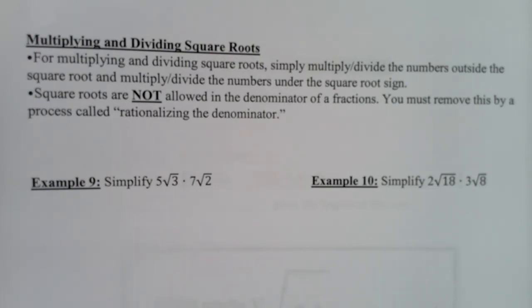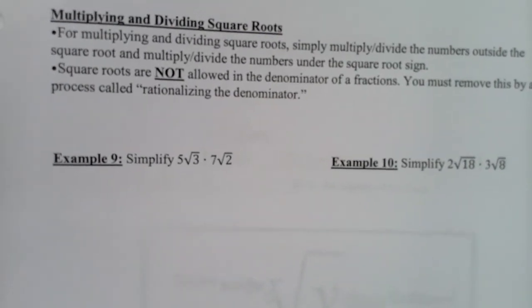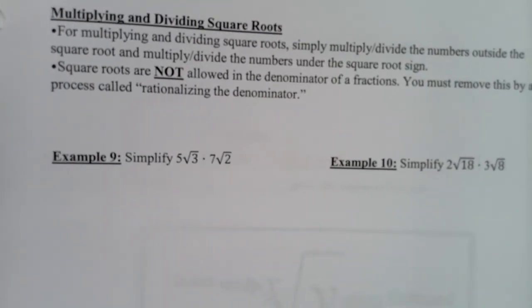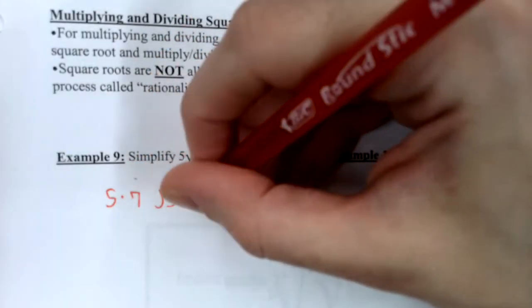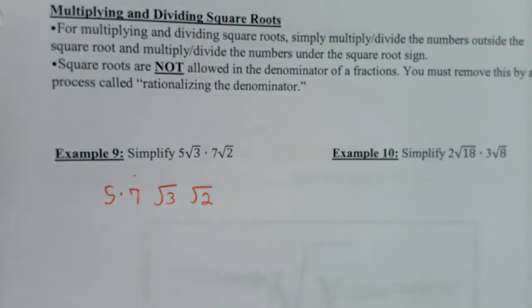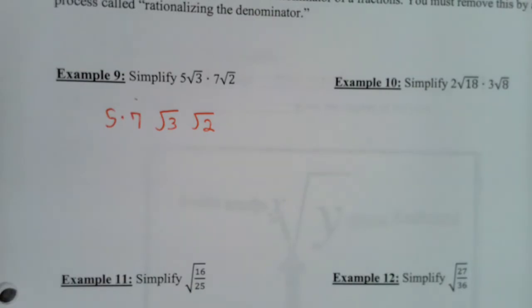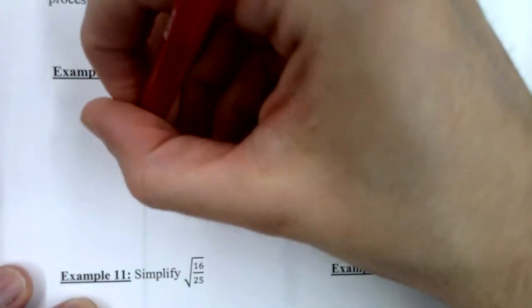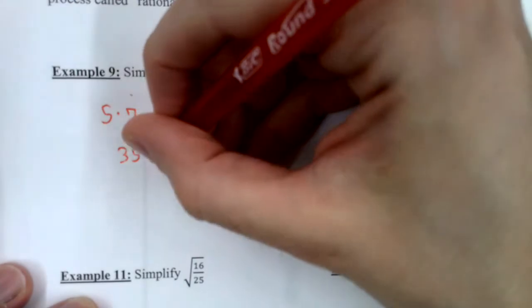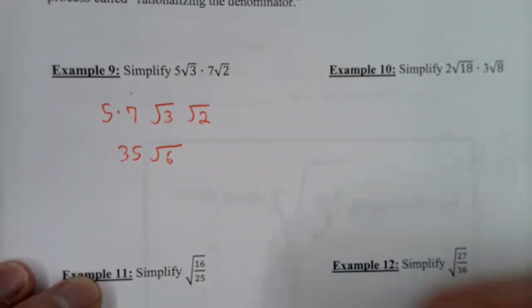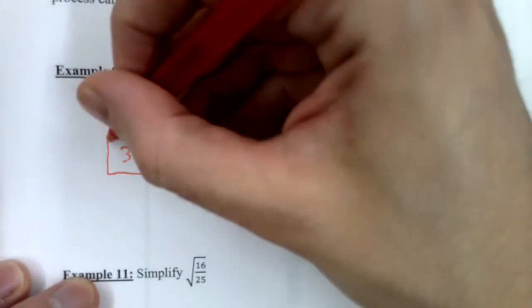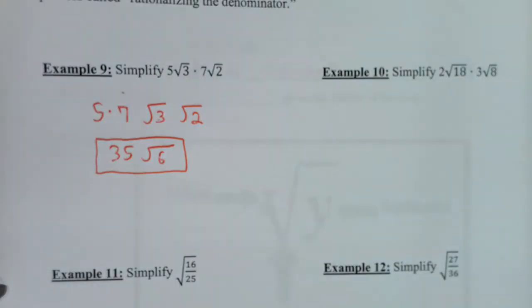I'll explain why later. But for example 1, what you're going to do is multiply the numbers outside the radicals together. So for example, you're going to do 5 times 7. You don't have to do this step. Some people like to write them next to each other, and they like to write the numbers under the radicals next to each other. You don't have to do that, but you can. 5 times 7 is 35. Square root of 3 times square root of 2, you can combine those under one radical and make it square root of 6. This is my final answer because I cannot simplify the square root of 6 anymore.